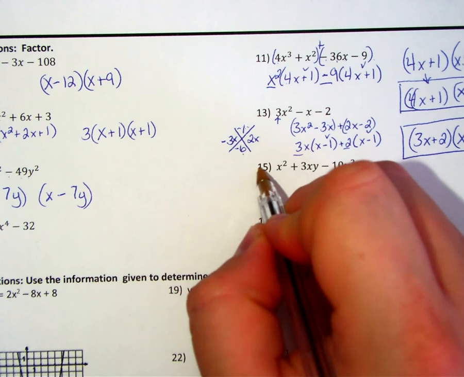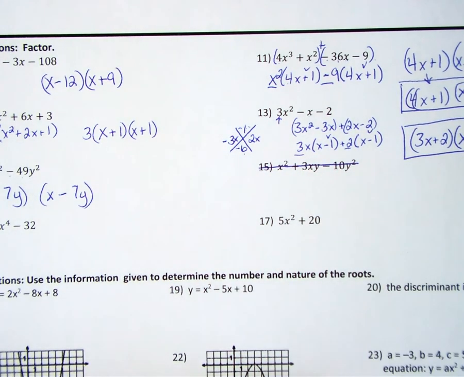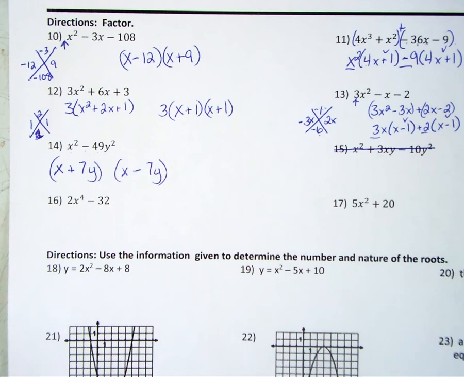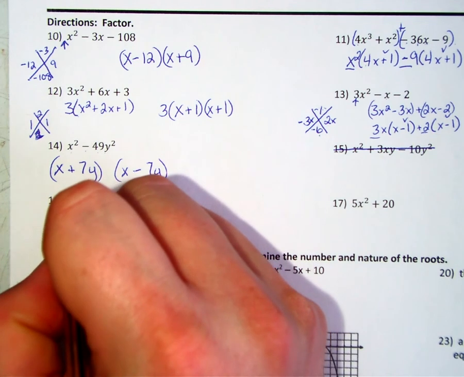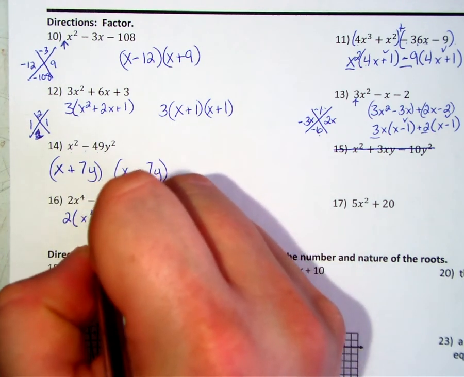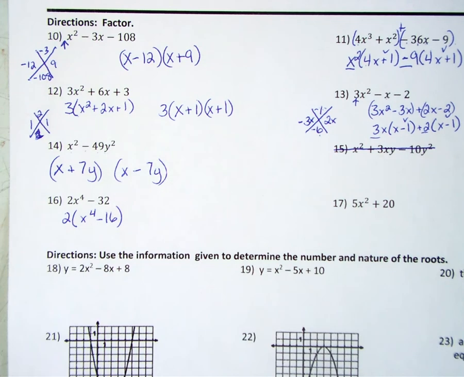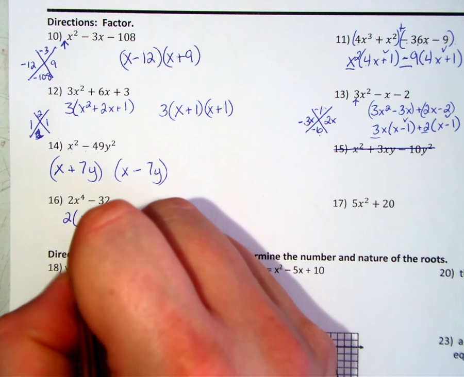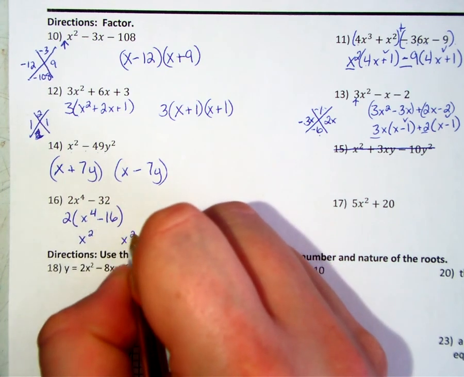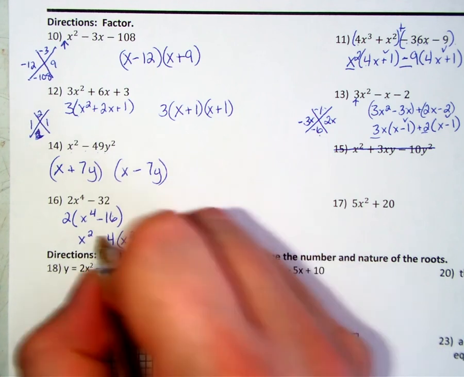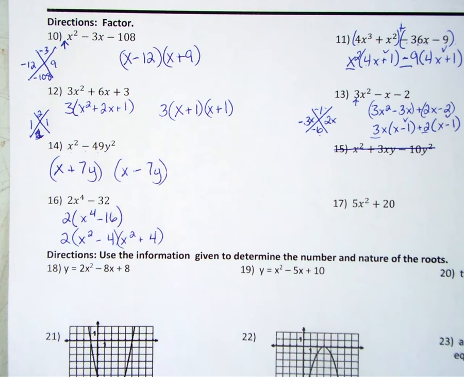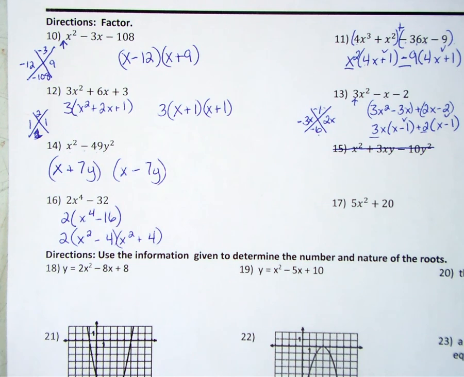We're going to skip 15 because that's not quite part of this unit. Number 16. 2x to the fourth minus 32. I want to first find our GCF. So 2 is our GCF, which gives me a 2 times x to the fourth minus 16. Where we should realize, hey, I got difference of squares. X to the fourth can be split up into x squared and x squared. 16 can be split up into 4 and 4. Give them different operation signs, and we now have 2 times x squared minus 4 times x squared plus 4.